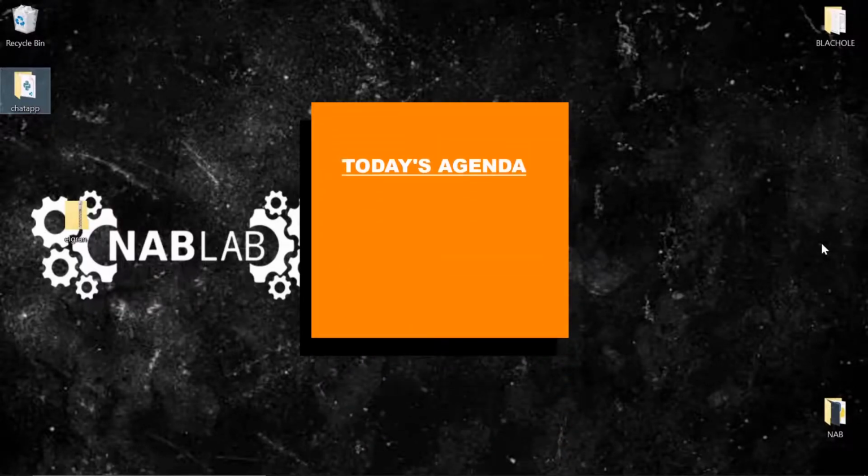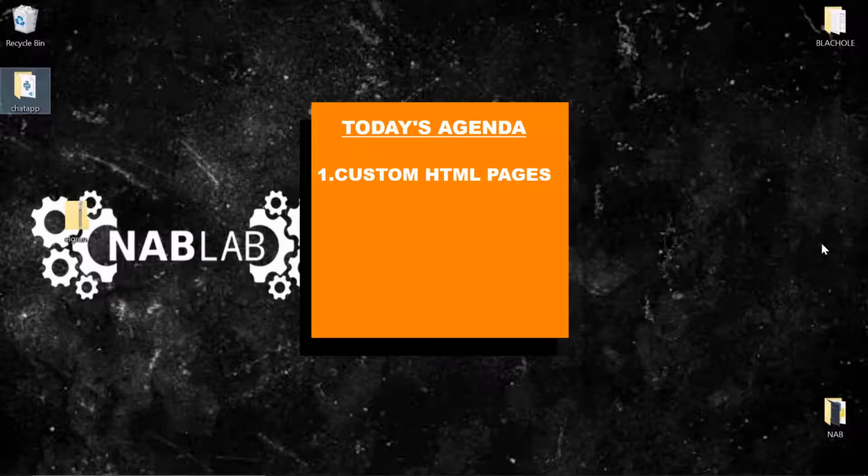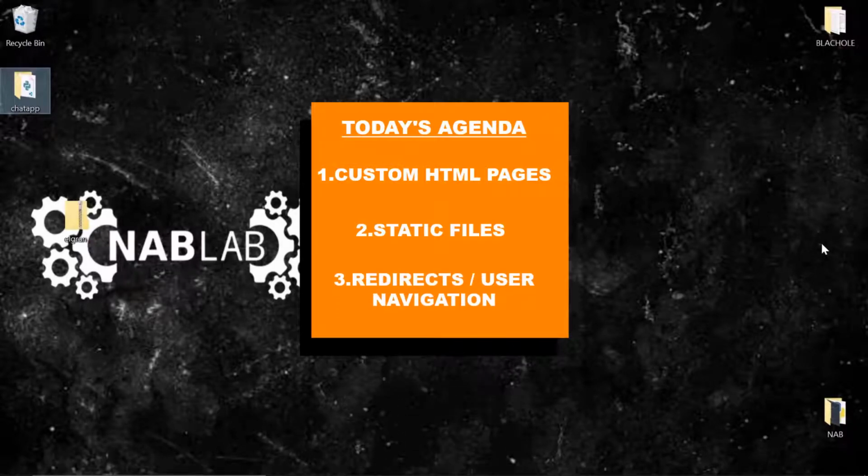So in today's video, we are going to learn how to create custom HTML files and serve them to our user. The second thing we are going to learn today is how to create a static folder and place our static files inside it. A static folder is used to store the static images, videos, or other static files which we are going to serve to the user. And the third thing we are going to learn today is how to redirect or navigate our user from one page to another, or to different routes.